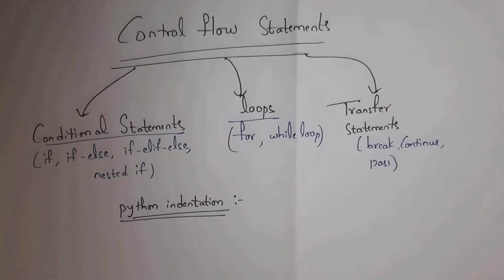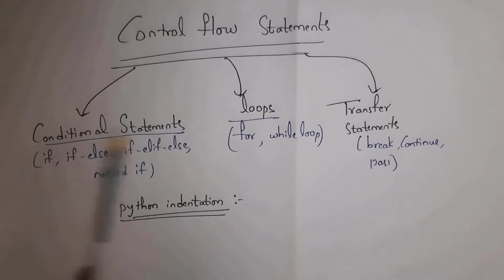Let's get started. Control flow statements are classified into three types. They are conditional statements, loops and transfer statements. But before starting this, you need to know what is Python indentation.